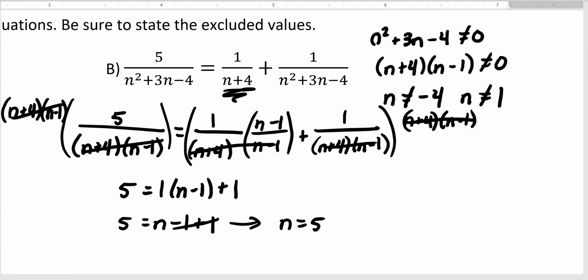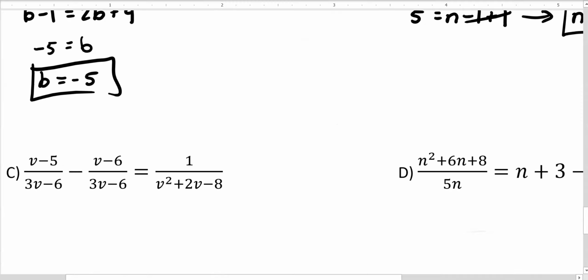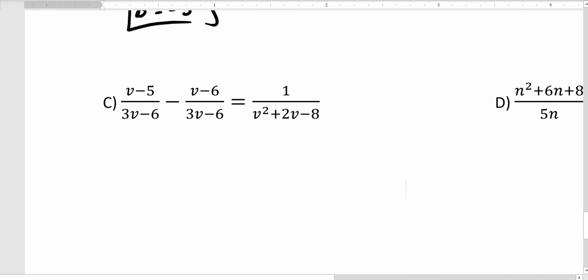Now, the important thing, check, is that one of my excluded values? No, it is not. Therefore, we can be pretty confident that n equals 5. If you're ever in doubt, you can totally plug it back into that equation and see if it works. It should if we did everything right. Let's go over here.